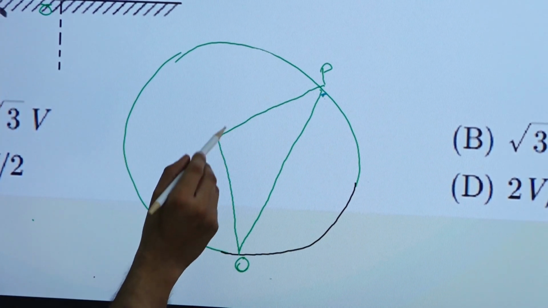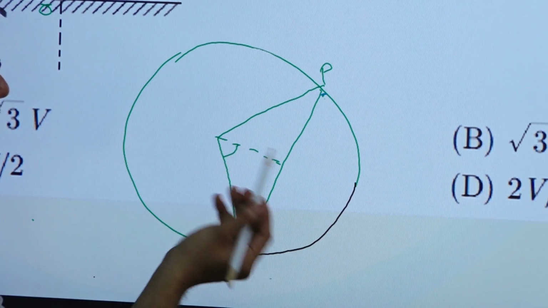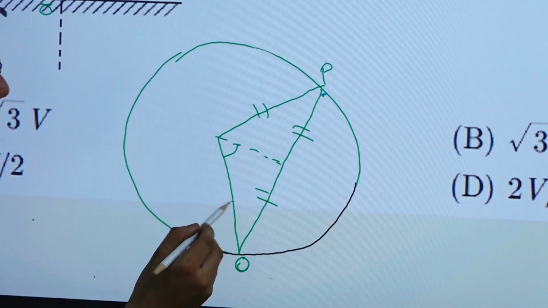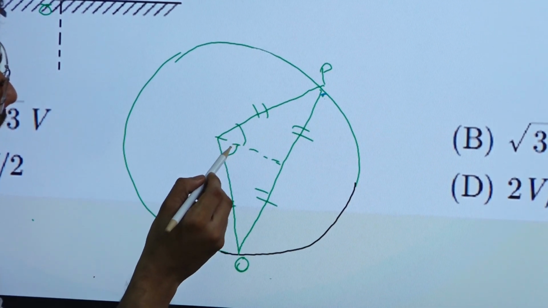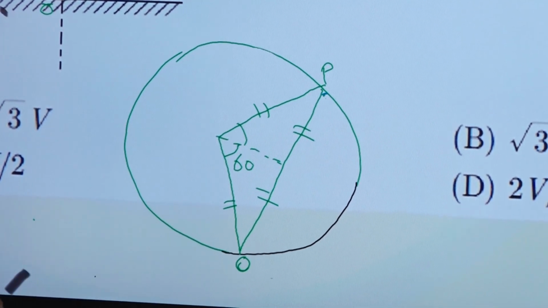Okay, so this total angle will be 120 and we are putting an angle bisector here, then this angle will be 60, right? Because both these lengths are same, this one is radius, so the angle in front of them will be same, it will be 60, right? So 60 plus 60 will become 120.